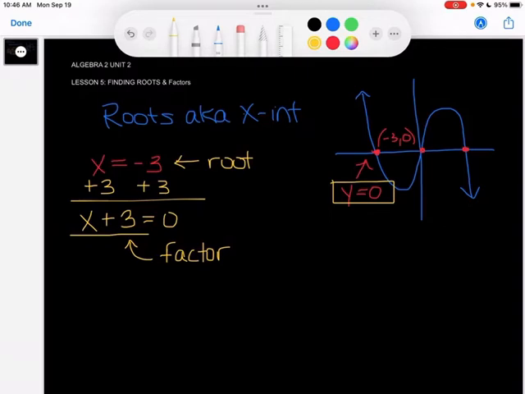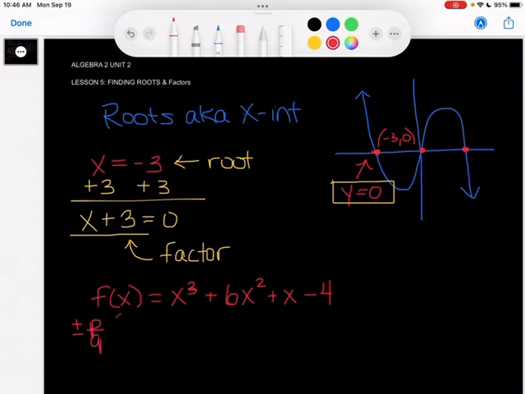Now, that doesn't include irrational numbers and imaginary numbers. So what you would do, let's say that I have, f of x equals x cubed plus 6x squared plus x minus 4. Okay, let's list all the possible rational roots. Remember, it's plus or minus p over q, where p is all the factors of the constant 4. So all the factors of 4 would be 1, 2, and 4.